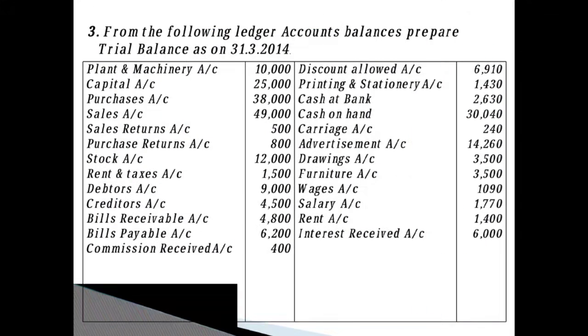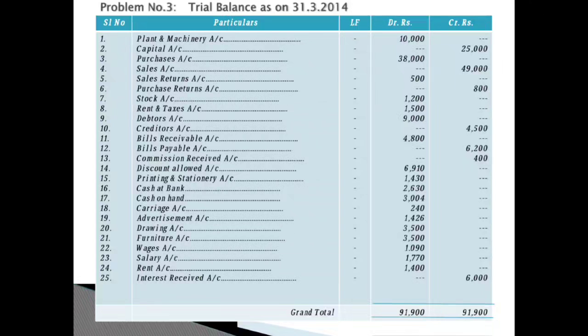The next you have capital account, rupees 25,000. Capital means which balance which shows? It shows always it is credit balance, right? So credit balance you should write 25,000. See second one, capital account, credit column we have recorded, it is 25,000 here.